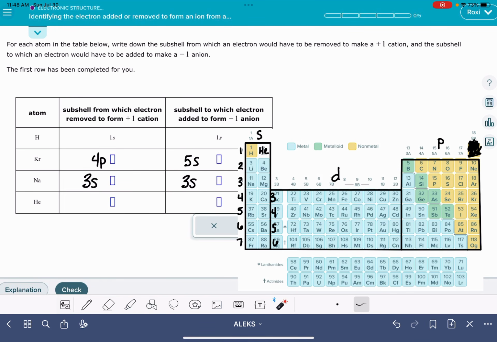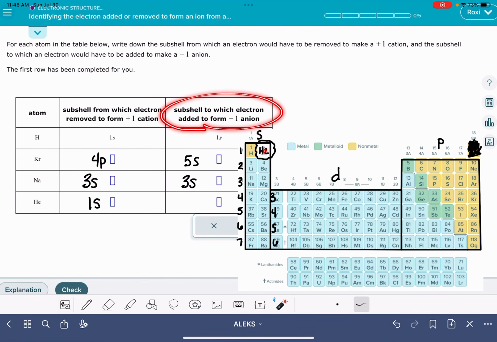What about our last one? Helium. If we're thinking about electron configurations, we like to think about helium as if it is located at the top of column 2A instead of at the top of column 8A. That's why I scratched it out and wrote it over here. Where would the electron be removed if it was forming a +1 cation? Well, the last electron that we added is the first one to be removed, and that last electron is in the 1s orbital, so that's the one that would get removed.